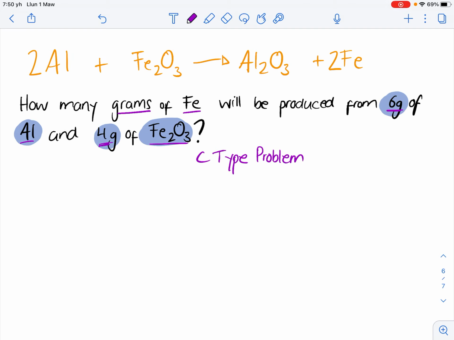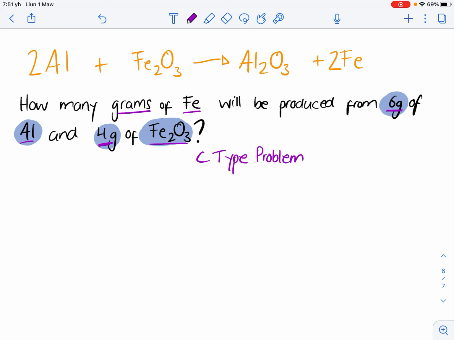So the first thing we need to figure out before we can really get into the C-type problem is which of these two values, either the 6 grams of aluminium or the 4 grams of iron oxide, we are going to use. And the answer to that is you use the limiting reagent. You use the chemical, the compound that is going to be used up entirely as part of this reaction, i.e. the chemical or the compound that is not in excess.